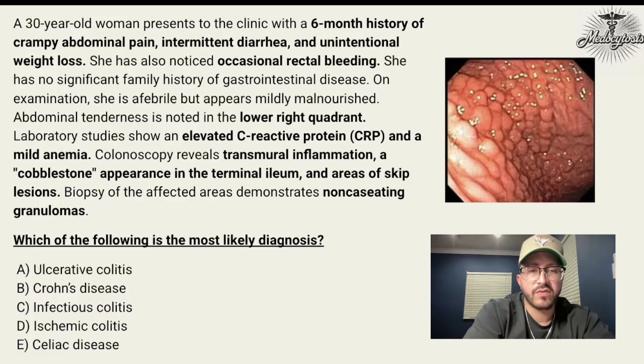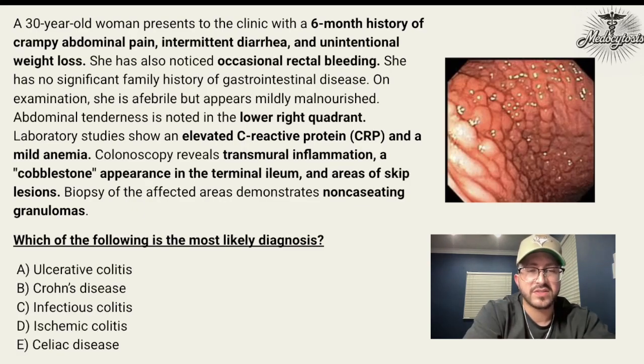So A, ulcerative colitis. Ulcerative colitis typically manifests with bloody diarrhea. However, you see the mucosa and submucosa affected. You do not see transmural inflammation. You also see crypt abscesses instead of non-caseating granulomas. For this reason, A is wrong.